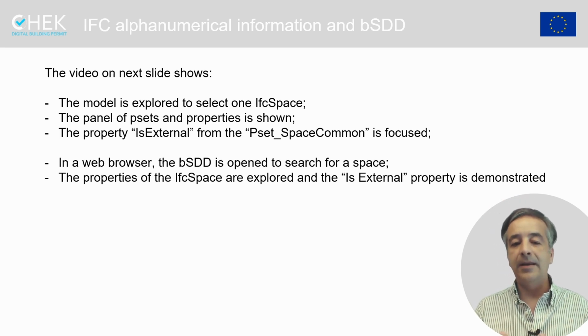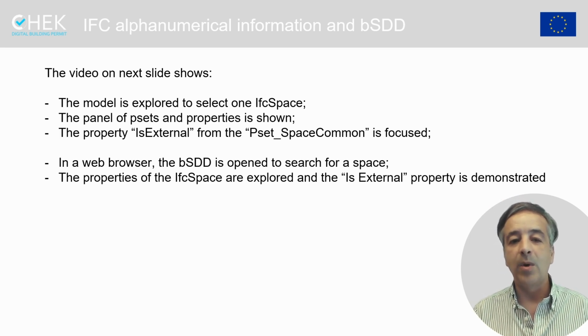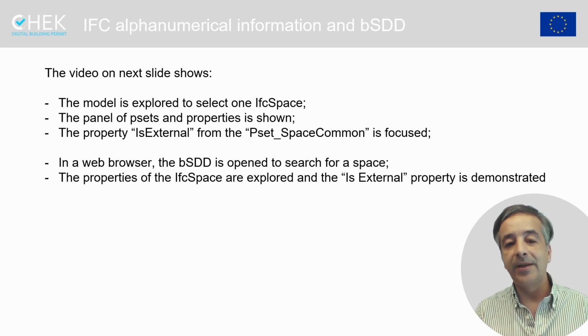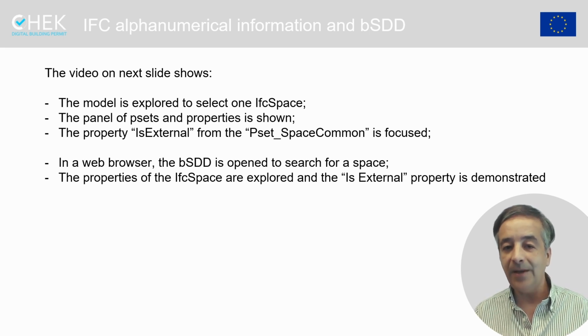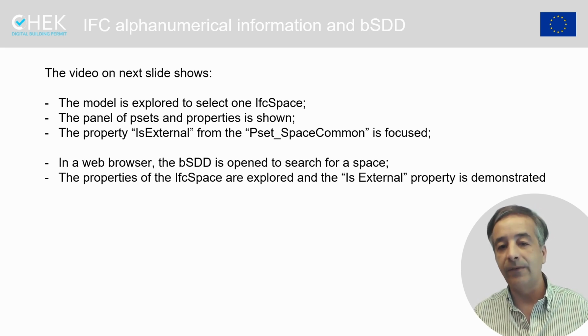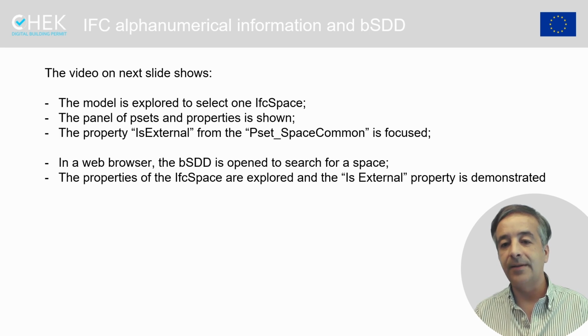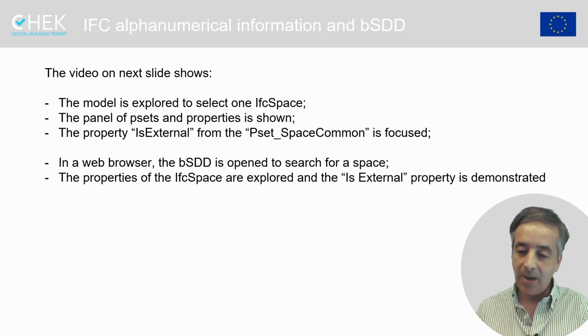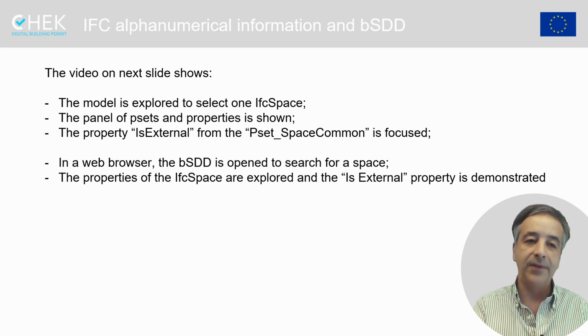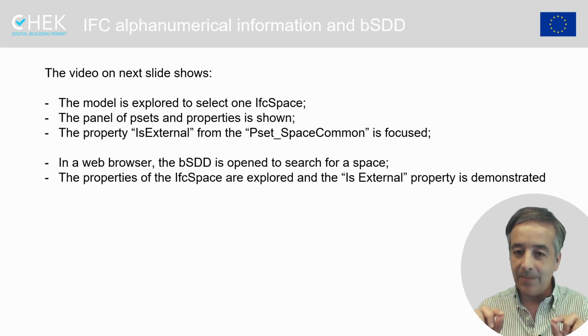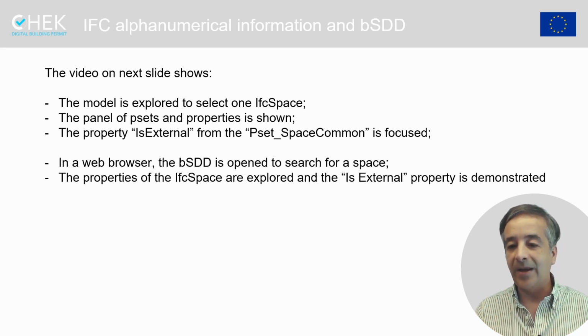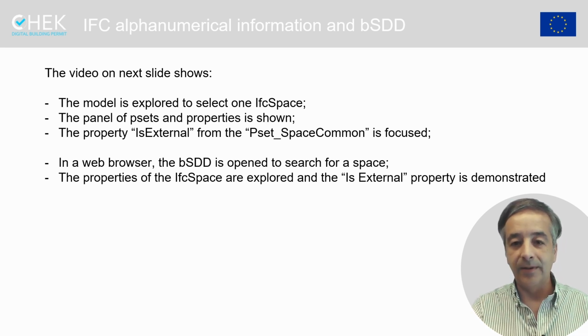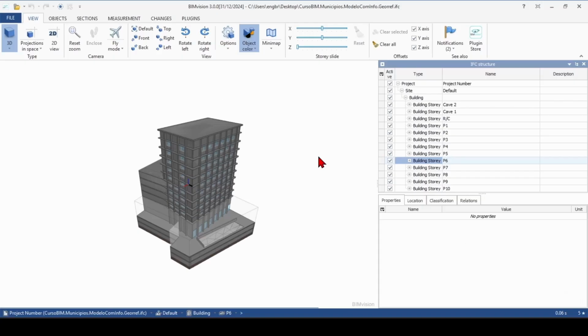But then in the second part of the video, we are going to a web browser and search the Building Smart Data Dictionary to search for a space. And then within the space, we are going to find the property set that contains the isExternal property. And we show that the fact that isExternal is determined by Building Smart will allow that everyone submitting IFCs for building permitting will have some property set and some property named isExternal, and this will be recognizable by the software. So this is the good thing, that we have homogenization of information.